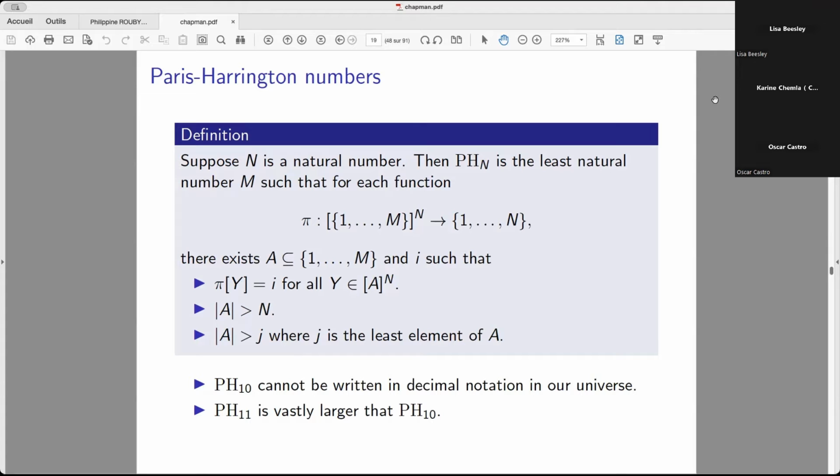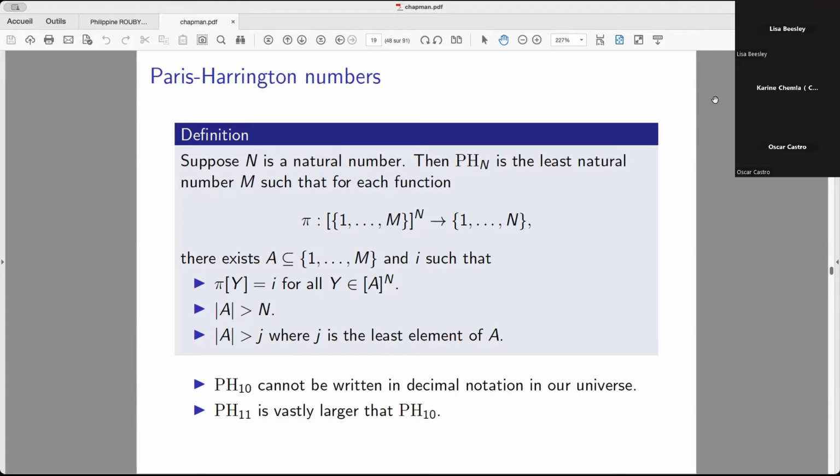So you might say, well, what's the big deal then? Oh, wait a minute. What about PH sub PH10? We know PH10 exists, that's the number n. What about Paris-Harrington sub that number? You can't prove that number exists from PA by any proof of length less than PH10.